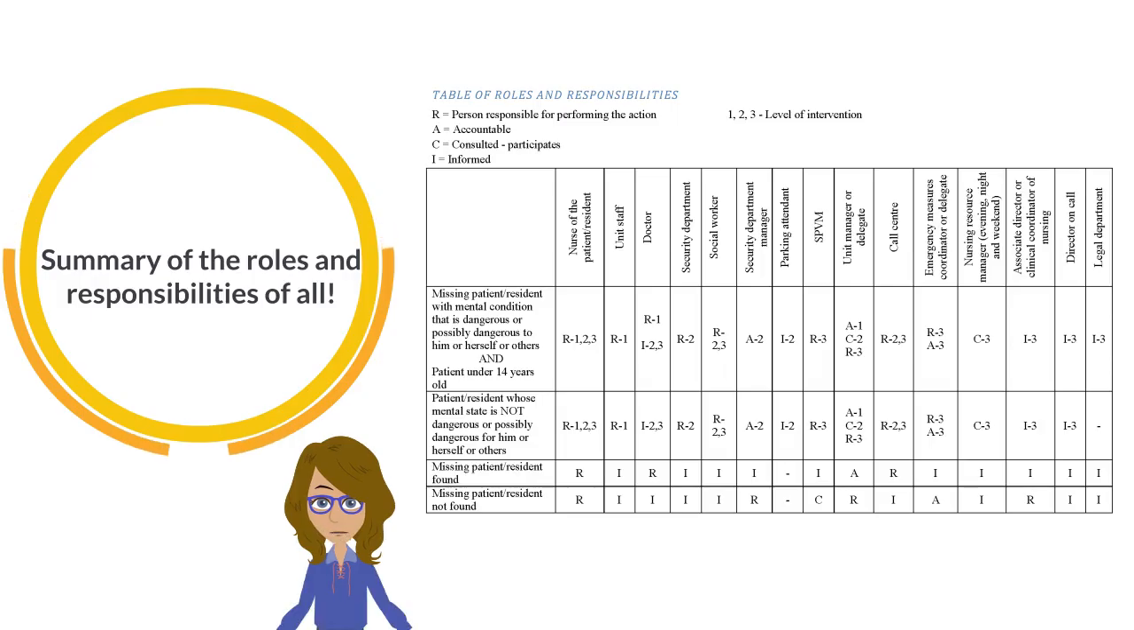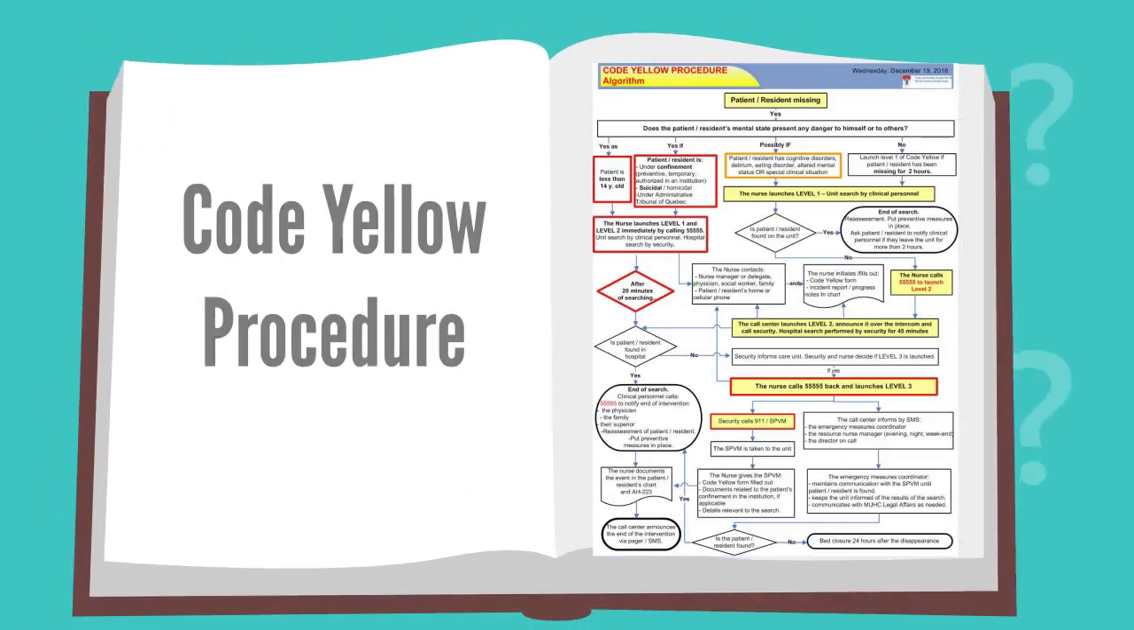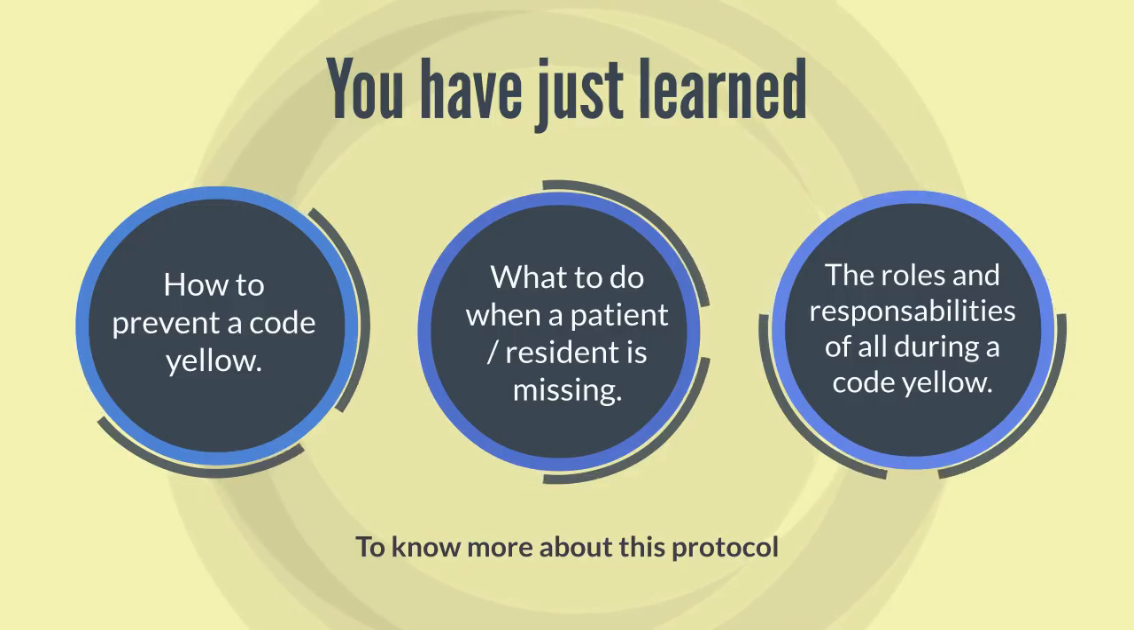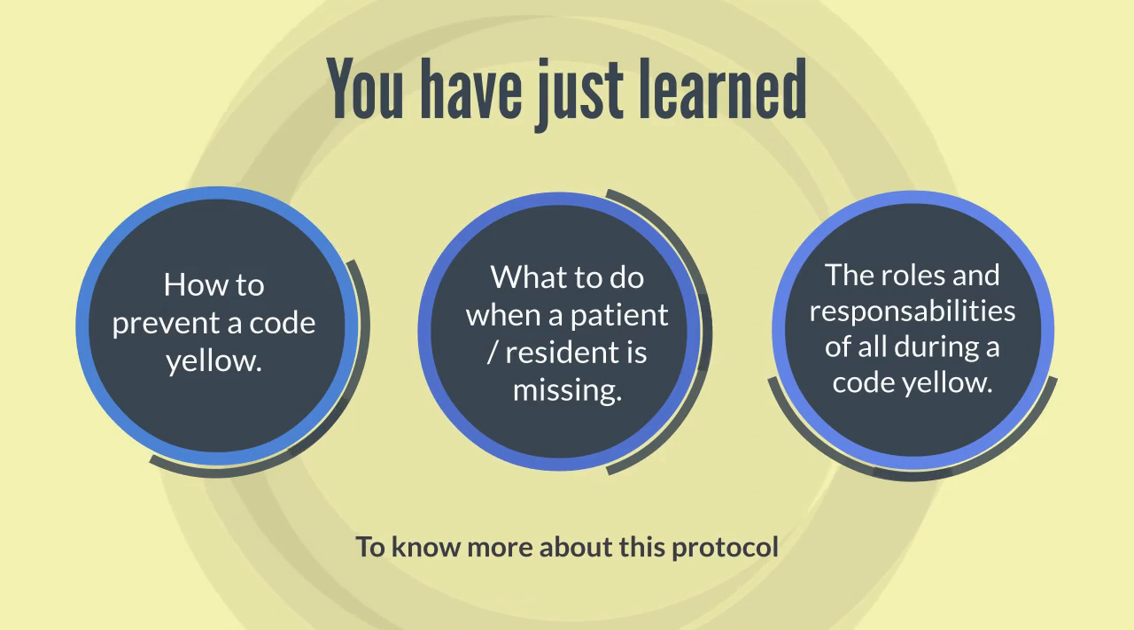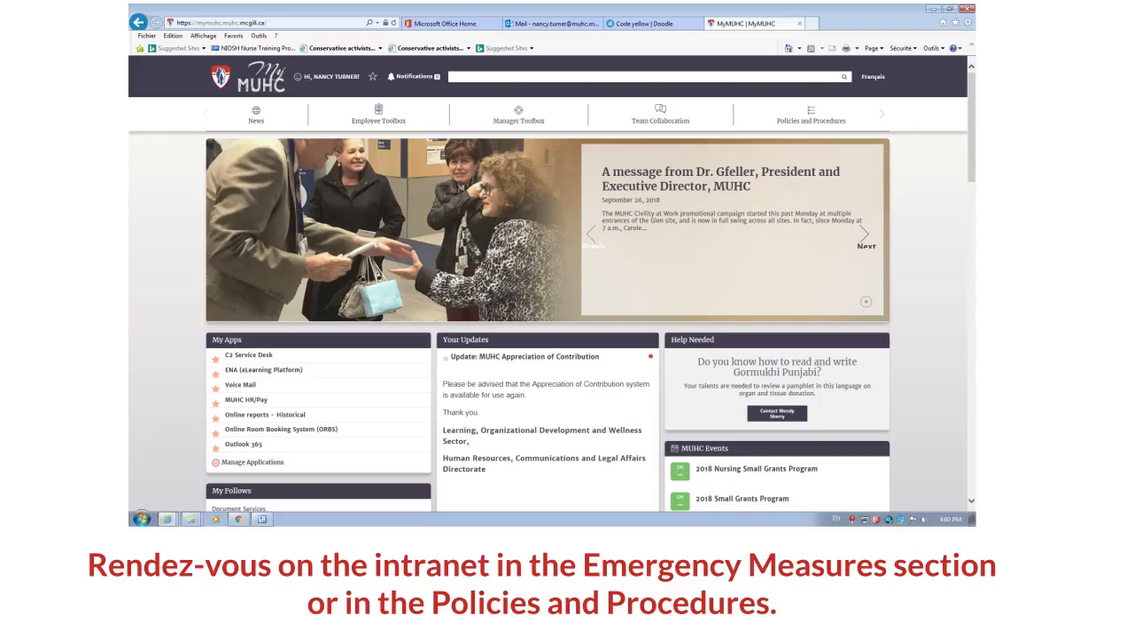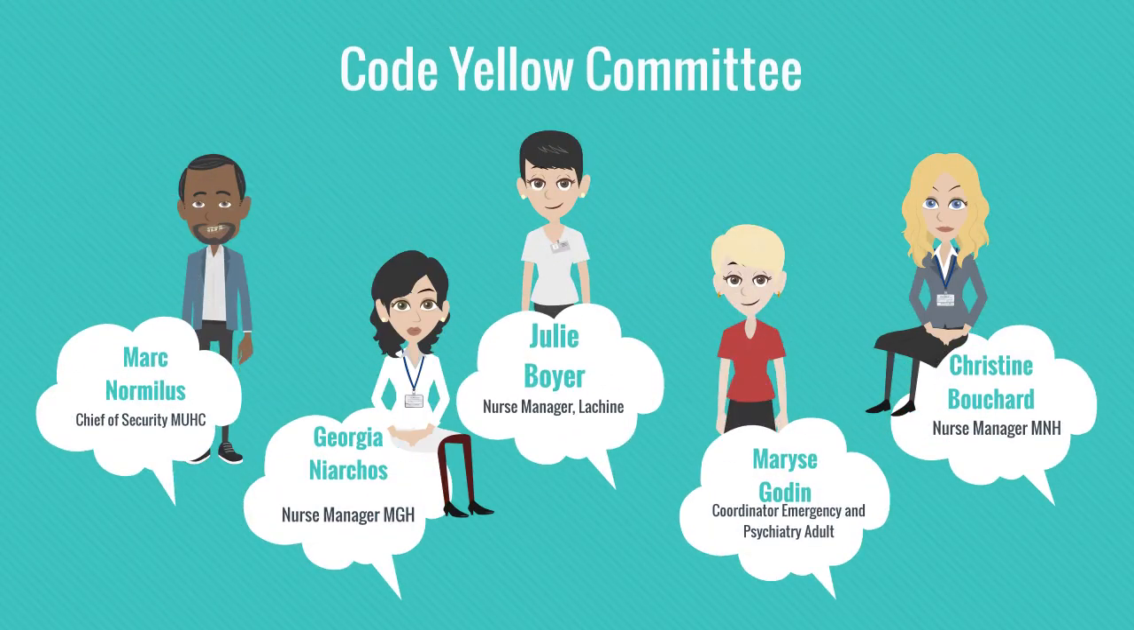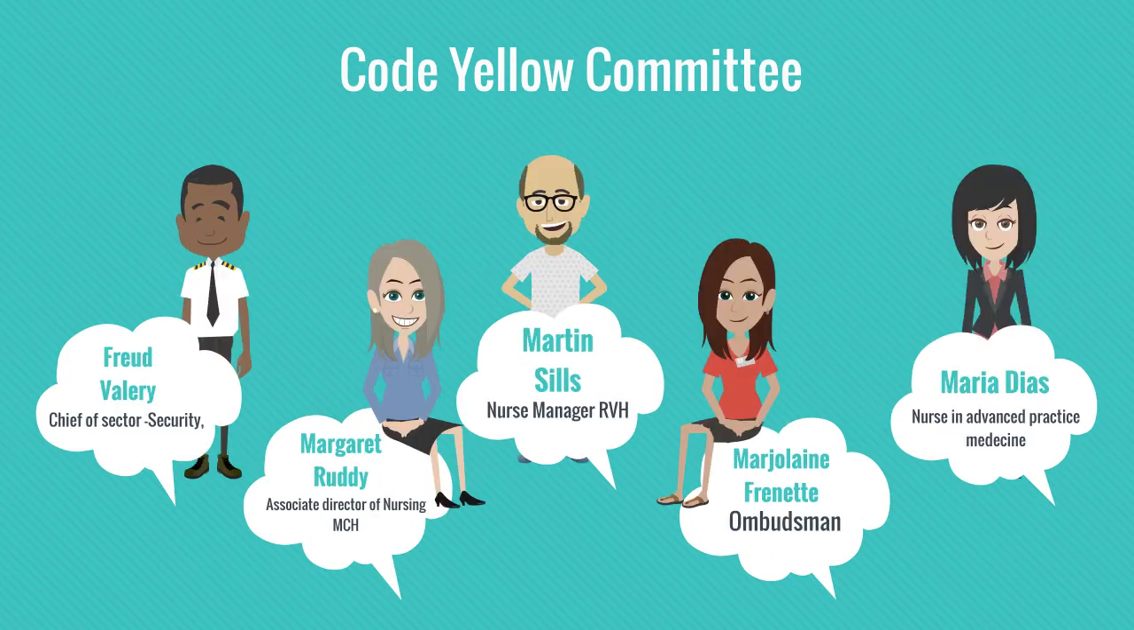To better understand the roles and responsibilities of everyone during a code yellow, and to see in detail the algorithm on the procedure on a code yellow, go to our MUHC intranet site in the section of emergency measures or in the section of policies and procedure. These following slides show all the members part of the Code Yellow Committee.